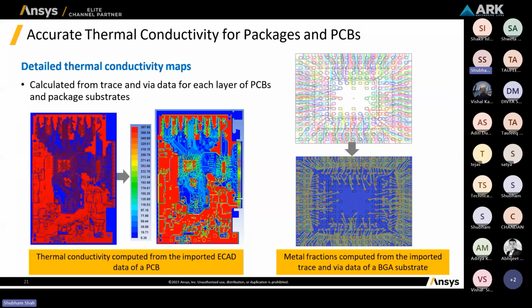Coming towards the detailed thermal conductivity maps, this is basically for the PCB part. Thermal conductivity is computed from the imported ECAD data for a PCB. This is how you can import and perform the simulation for the traces and your metal fractions. You can import the traces from different tools in Icepack, and then go ahead with your thermal management simulation. You can check the electric potential, current potentials, your joule heating, and the temperatures on your traces, like what the actual temperature of the traces is.